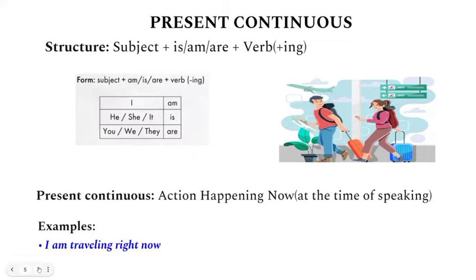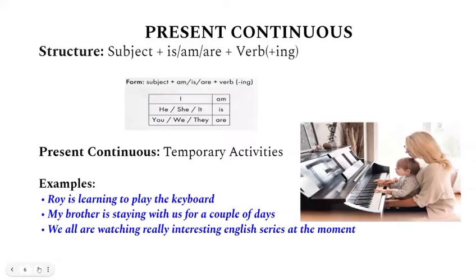Now let's see the second use of present continuous. The second use is to talk about temporary activities. For example, Roy is learning to play the keyboard. It means Roy is taking keyboard lessons maybe twice a week. So he's in the process of learning to play the instrument. A couple more examples. My brother is staying with us for a couple of days. We are all watching a really interesting English series at the moment.